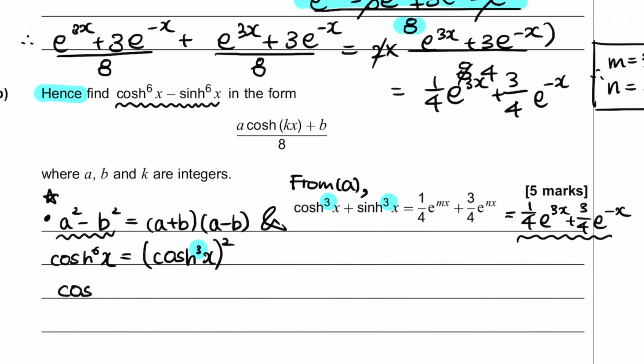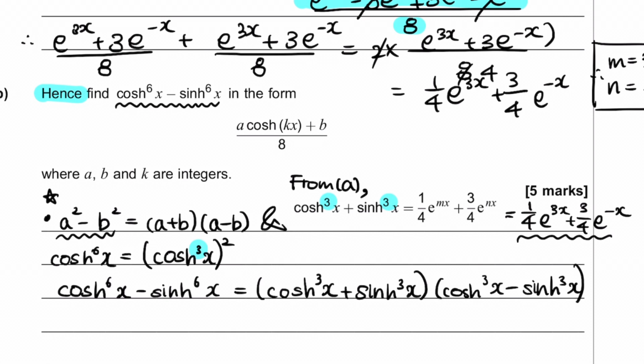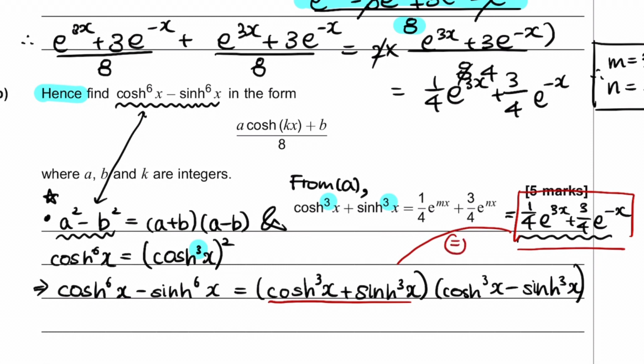So that means that cosine h 6x minus sine h 6x is actually equal to cosine h to the power of 3x plus sine h to the power of 3x, times cosine h to the power of 3x minus sine h to the power of 3x. So if you compare, this is actually same as what we found here. So we can replace that with that because they are equal.